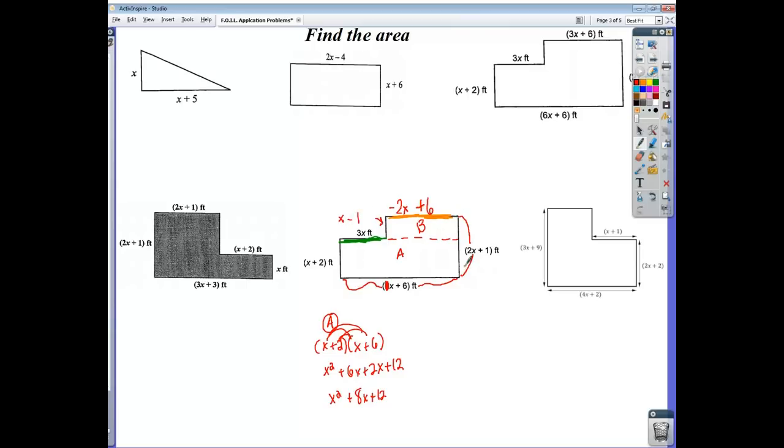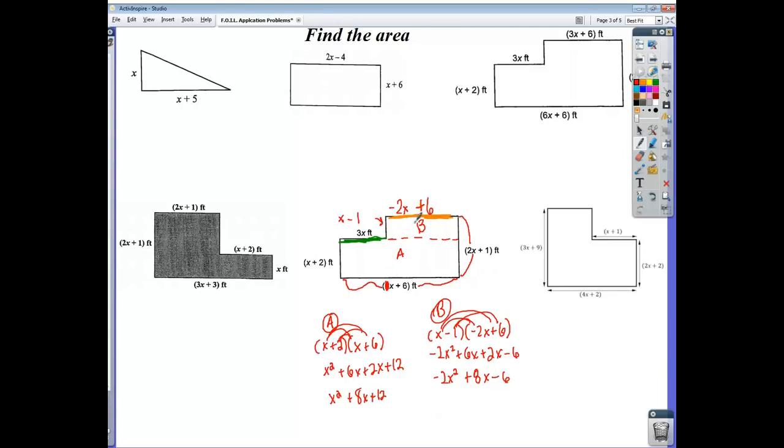That's the entire side. So now I do length times width again. So I have x minus 1 times negative 2x plus 6. And then we FOIL. Negative 2x squared plus 6x plus 2x minus 6. So negative 2x squared plus 8x minus 6.